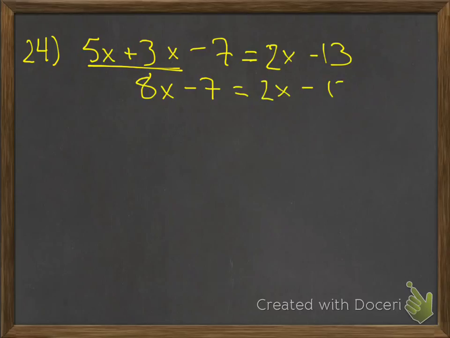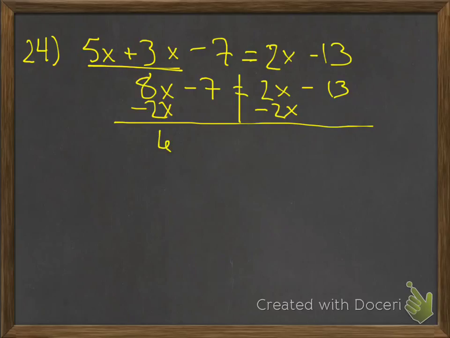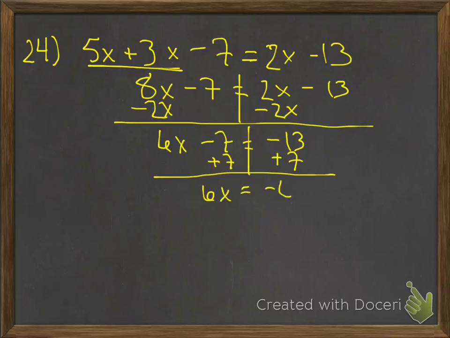Now, I want to go ahead and move the 2x over. So subtract 2x. Notice I'm generally moving the variables over first. 6x minus 7 equals negative 13. Then I'm going to go ahead and move the 7 over. Plus 7, plus 7, and I get 6x equals negative 6, and then I can divide by 6 to get x equals negative 1.